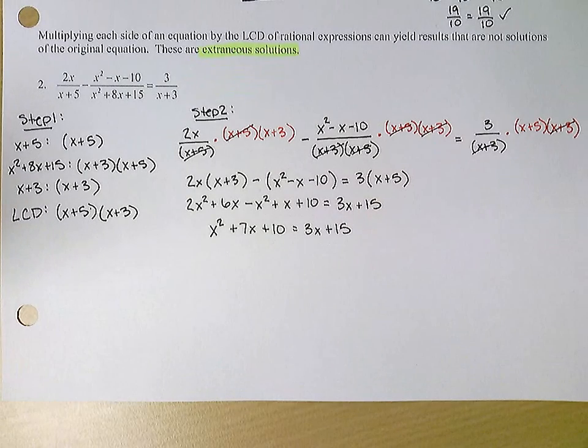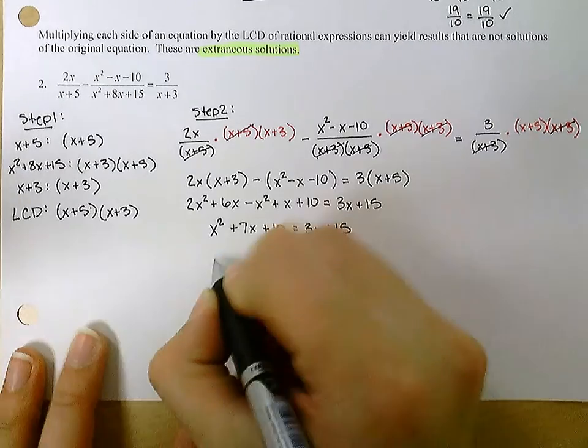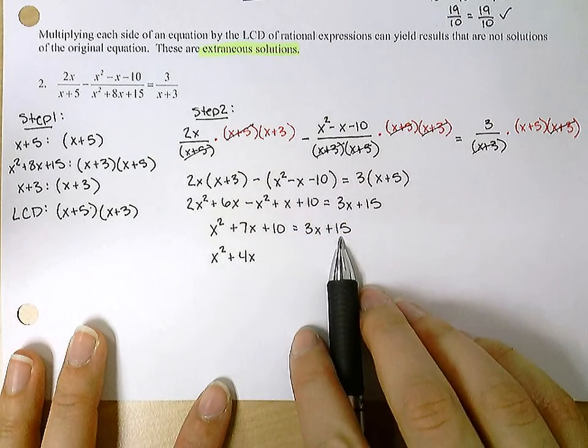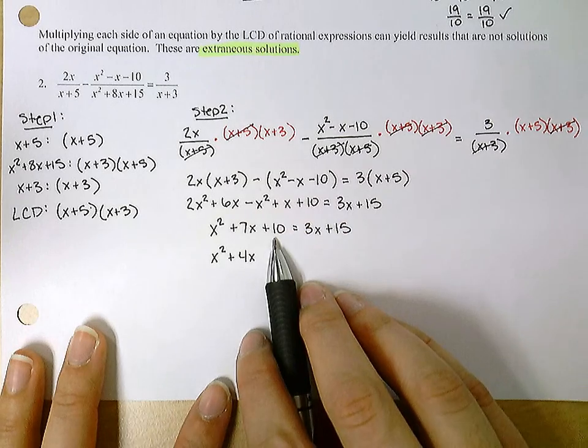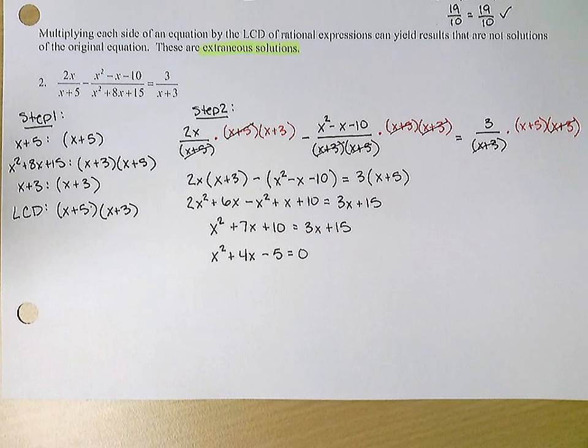Since I still have this x squared, it is going to be a quadratic. So you need everything on one side of your equation, and it should be equal to 0. I would subtract 3x from both sides, so I have 4x, and subtract 15 from both sides, minus 5. So everything is equal to 0. I do that so that I can factor.